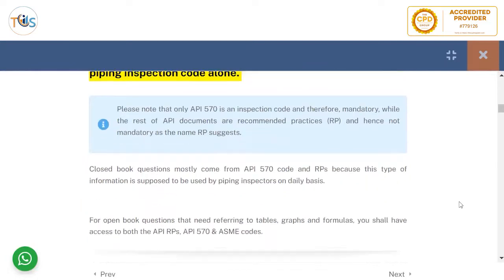You should appreciate the fact that the 570 is an inspection code, and therefore it's mandatory, and the rest of the API documents are recommended practices. They are advisory, based on good engineering practice, and hence they are not mandatory. I mean, deviating from a recommended practice does not violate the code.